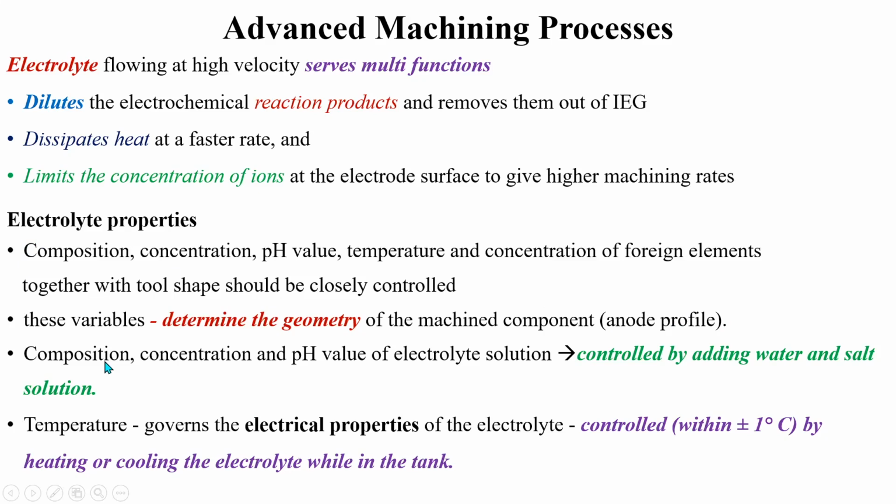The composition, concentration and pH value of the electrolyte solution can be controlled by adding water and salt solution. So we can either increase or reduce the composition by adding water or the salt solution. Similarly, concentration and pH value can also be controlled by a similar method. And the temperature of the electrolyte can also govern its electrical properties. So it can be controlled by either heating or cooling the electrolyte which is present in the tank. These are some of the parameters of the electrolyte properties which determine the geometry of the machined component.